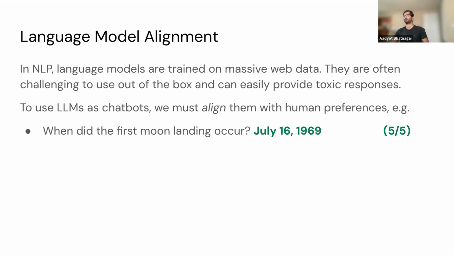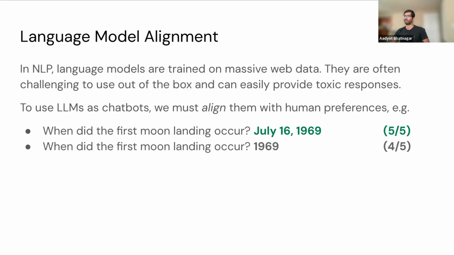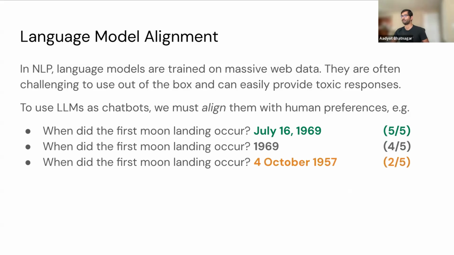A perfect answer would be July 16th, 1969. It's complete, it has the right date, no notes. Then an answer that's still pretty good would be just 1969. It's not as complete, but it's still correct, and it answers the question. An answer that's not so good would be 4th October, 1957.